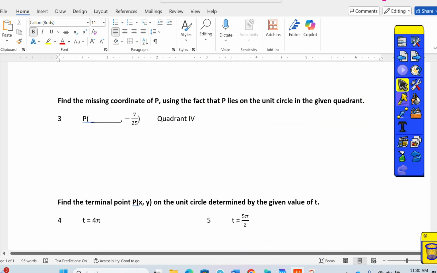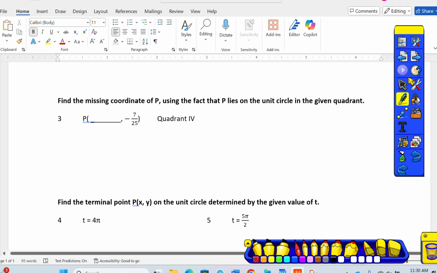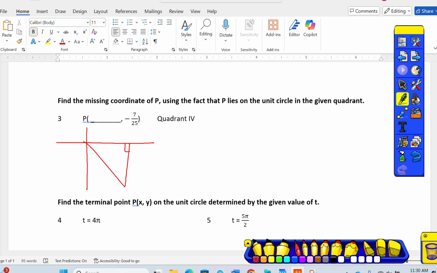Okay, number 3. Find the missing coordinate of P using the fact that P lies on the unit circle and is in the given quadrant. So 3 is in quadrant 4. I'm going to draw that. Quadrant 4, my triangle would look like this. We don't know the x value. We know the y value is negative 7/25. And if it's on the unit circle, that means I know the radius is 1, or the hypotenuse is 1.